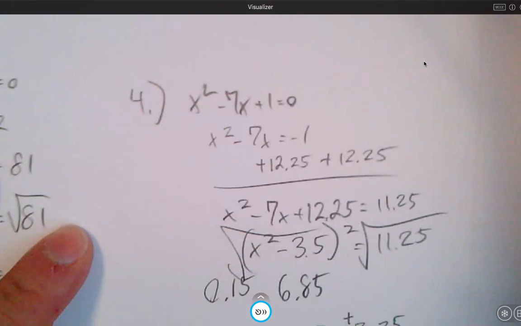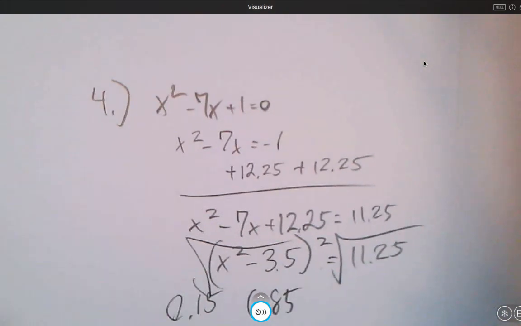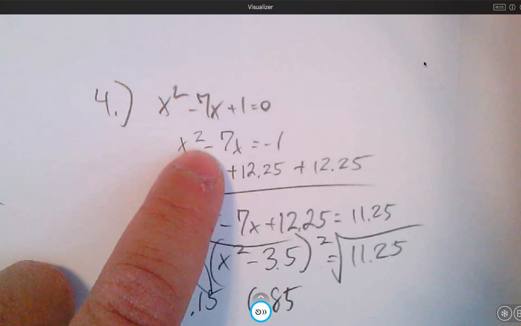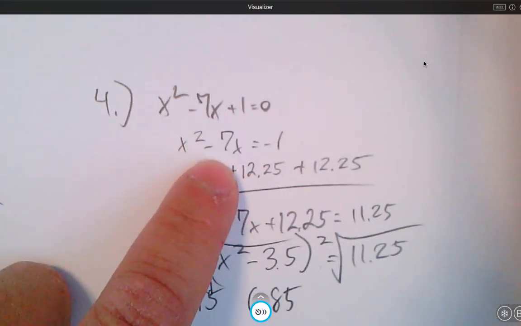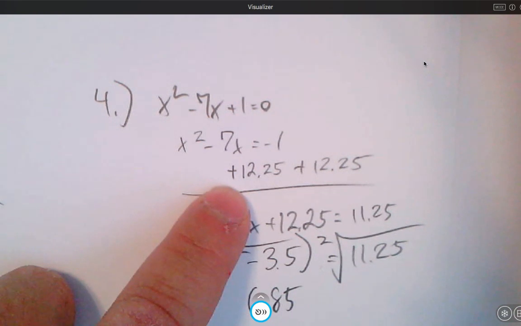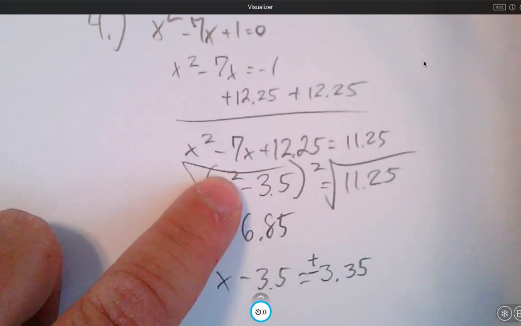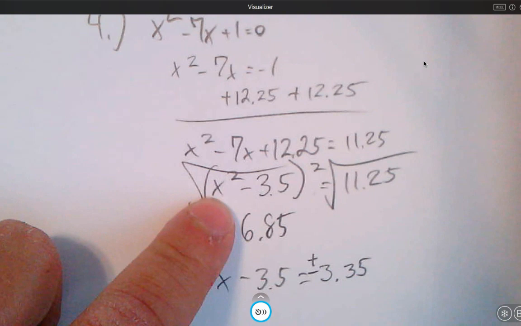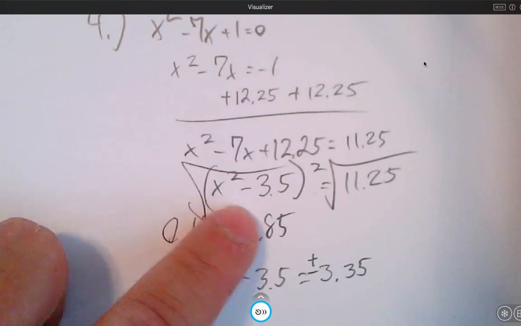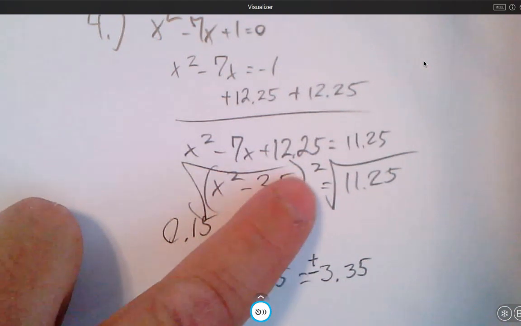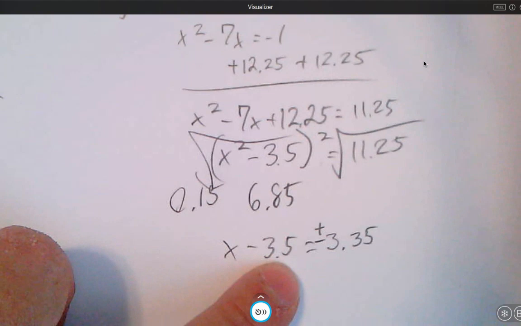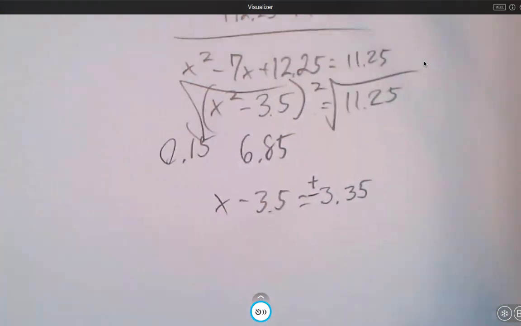Number 4. Oof. That took some time, I bet. So here, you had to bring it to the right. Then half of 7 squared is 12.25. And then it got really decimally and fractiony depending on how you did it. But then the perfect square trinomial is -3.5 squared, and the square root of that is that. And then it came out to this equation, and then their final answer was this.